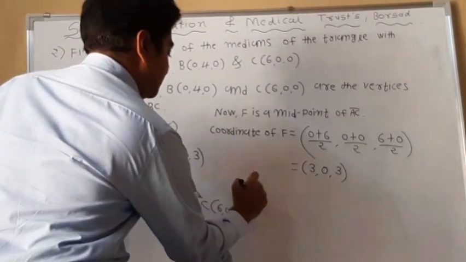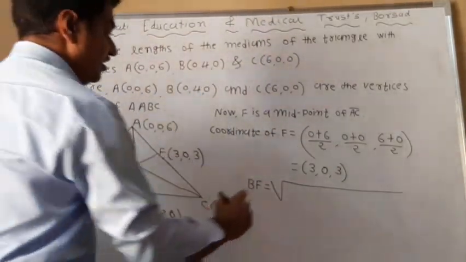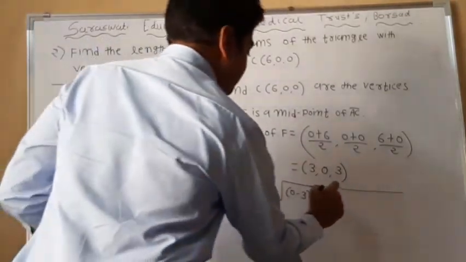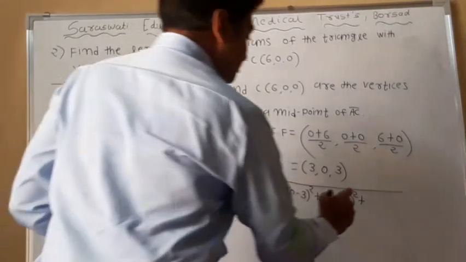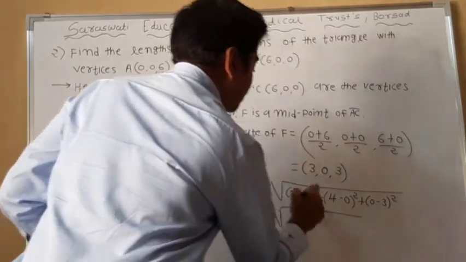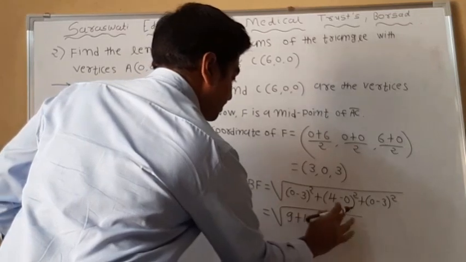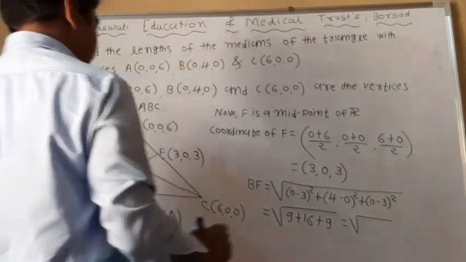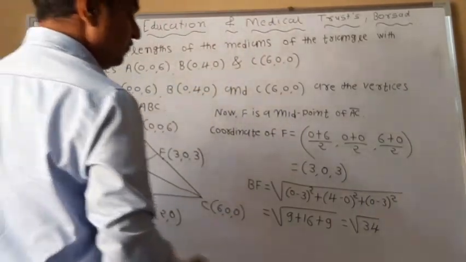Now to find out the length of the median BF, again using the distance formula. So BF is equal to under root 0 minus 3 whole square, 4 minus 0 whole square, plus 0 minus 3 whole square, is equal to under root minus 3 square, that means 9, plus 16 plus 9. Now add these numbers. So 16 plus 18, that means under root 34 units we can also write here.